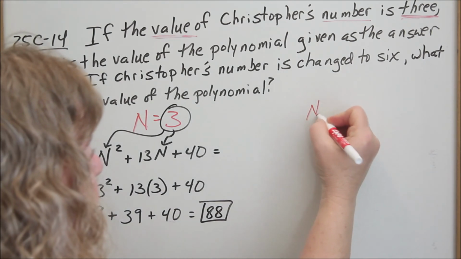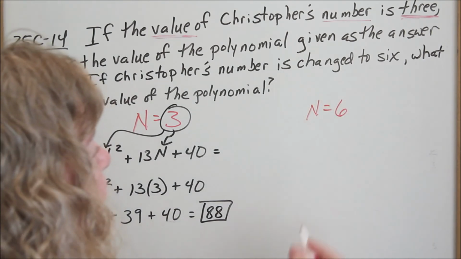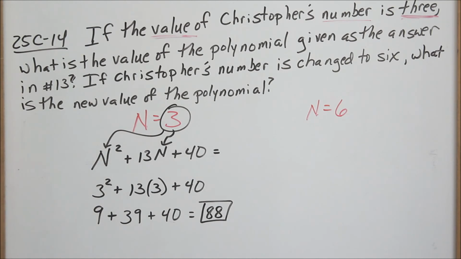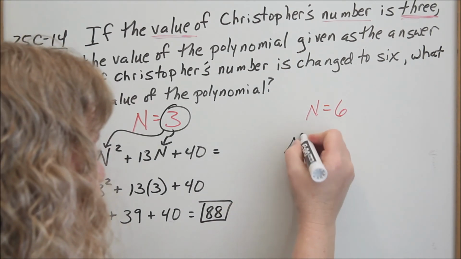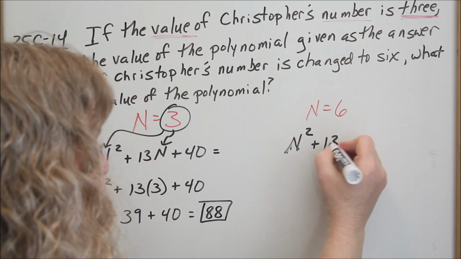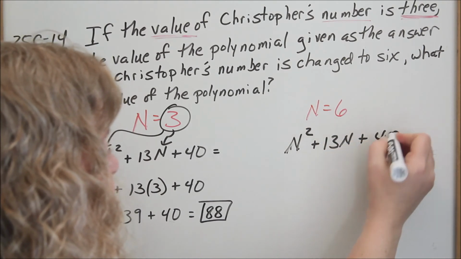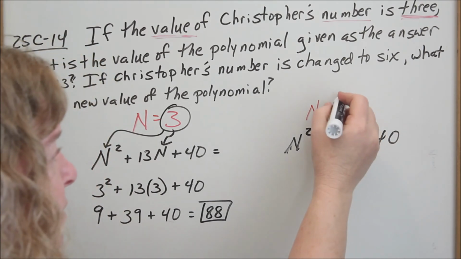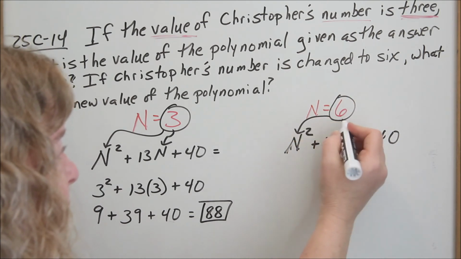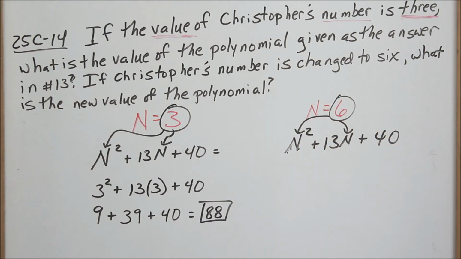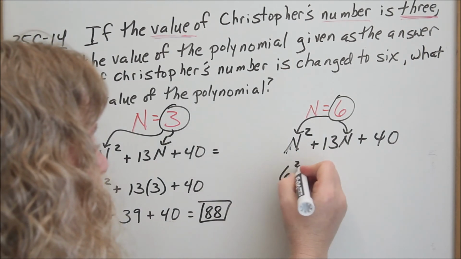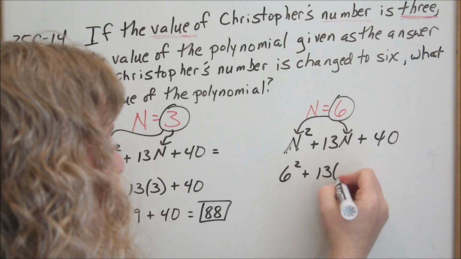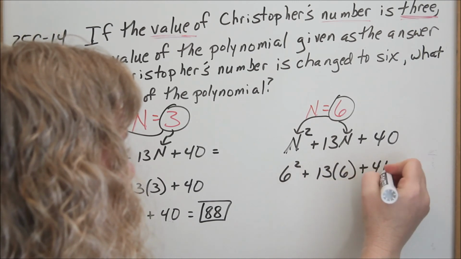In other words, now what if his new number is 6? The value of his number is 6. What is the new value of the polynomial? Same thing. Take your original polynomial, n squared plus 13n plus 40. If the value of n is 6, take 6, put it in everywhere you see an n. So therefore, that would be 6 squared plus 13 times 6 plus 40.